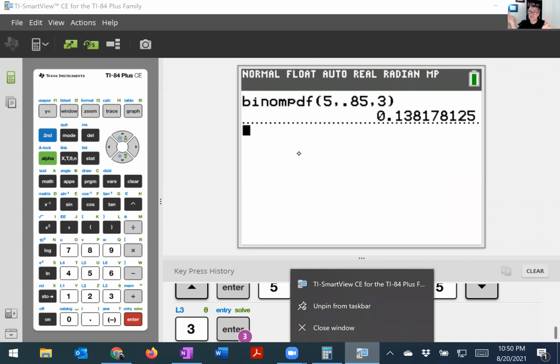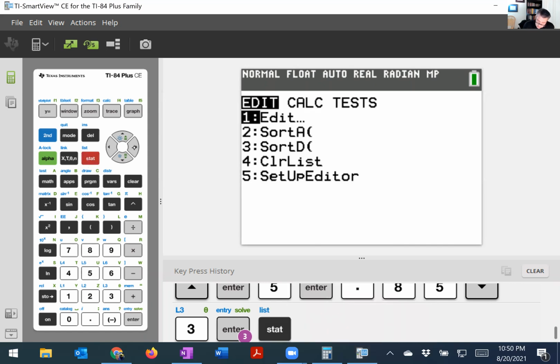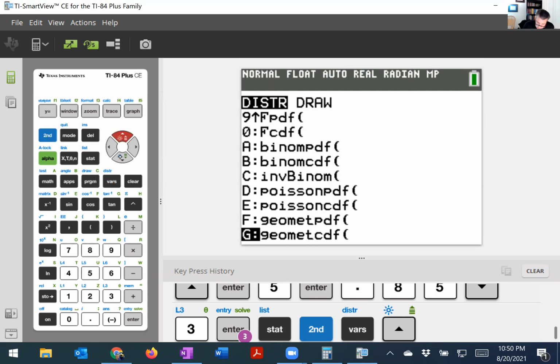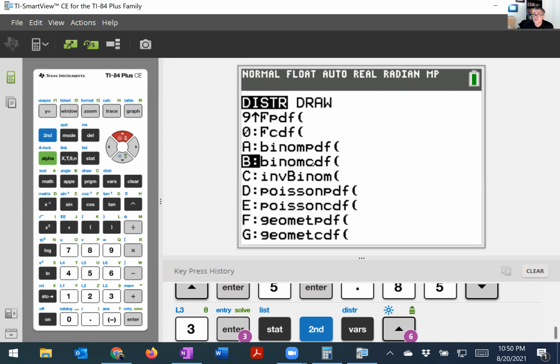So I would do the complement of that. I would do 1 minus the cumulative. Let me show you how that works. It's a little confusing, just me explaining it. But if I go to second vars again, and it's distribution, I'm going to arrow up and choose B, the binomial CDF, because that's everything from 0 up to a number. It's cumulative.